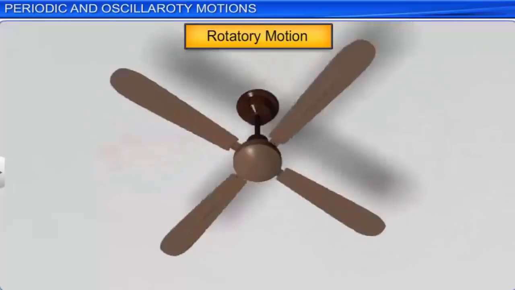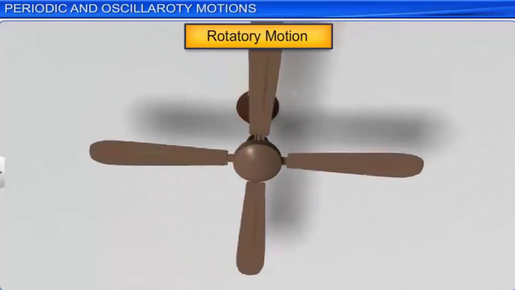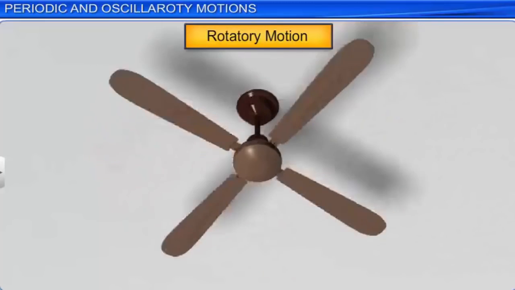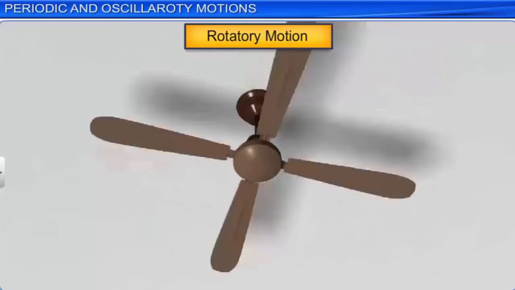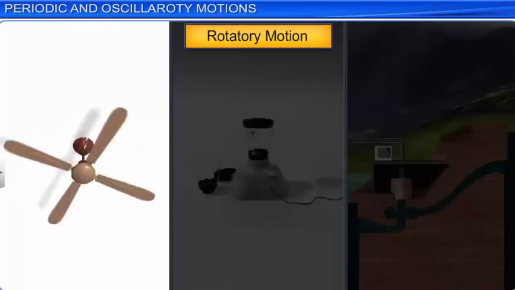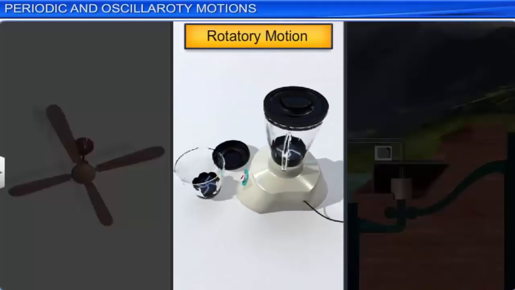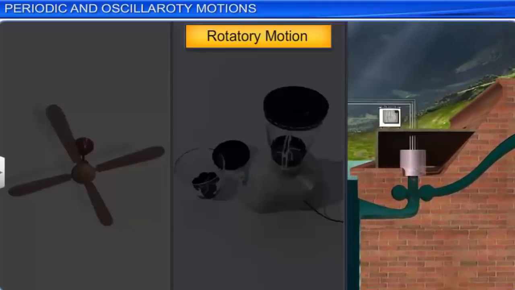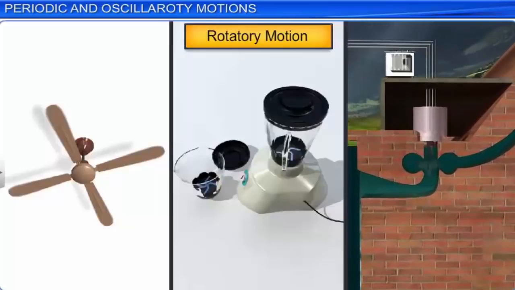The other type of motion we come across very frequently is rotatory motion. The rotating motion of the blades of a fan is an example of this type of motion. Other examples are the rotating motion of the blades of a mixer grinder and the rotation of the blades of a turbine. In these examples, the motion repeats itself after a certain fixed interval of time. Hence, this type of motion is called periodic motion.